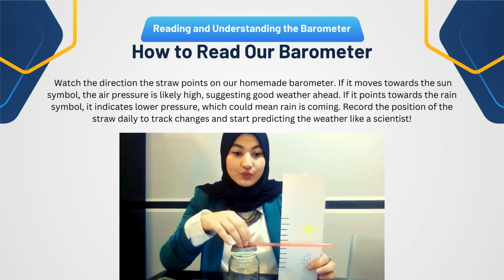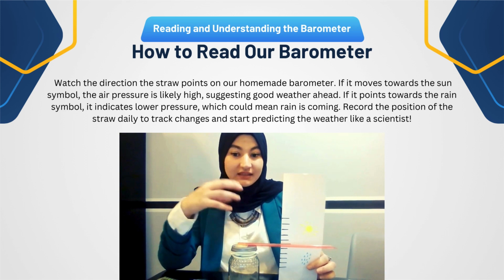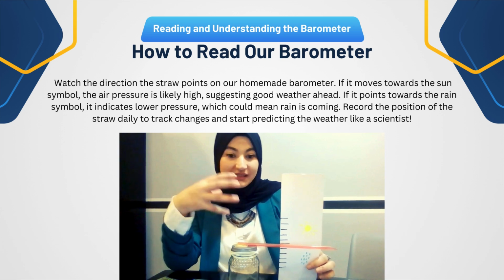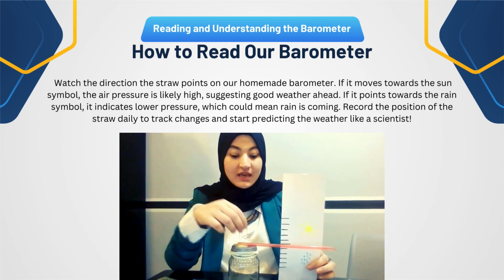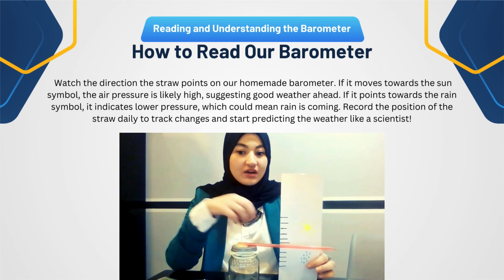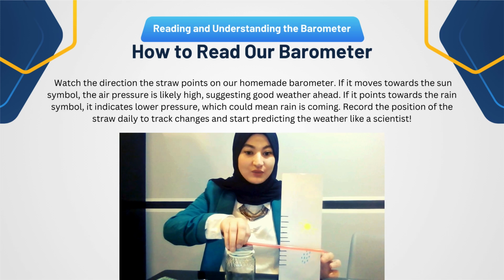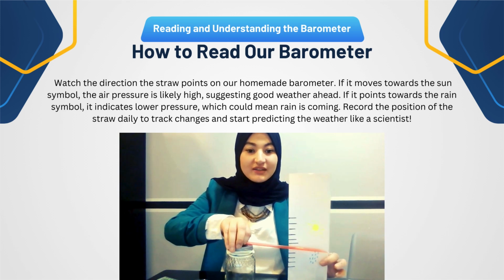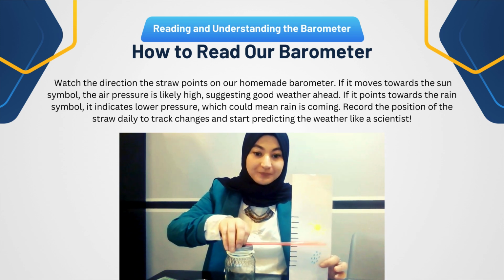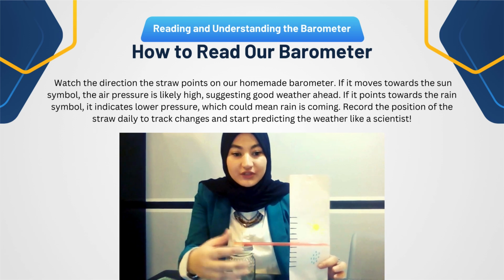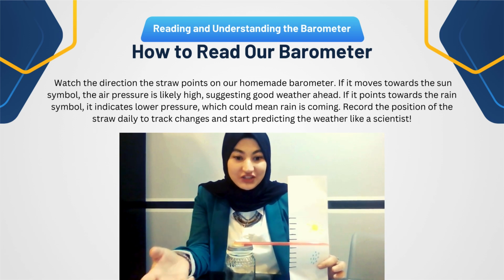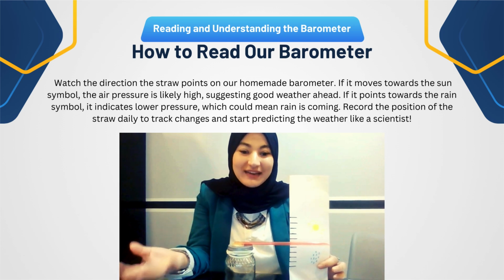But if it points towards the rain symbol, it indicates that the atmospheric pressure outside is low and dropping. So the air inside the jar is pushing up more than the air outside, like this. So this indicates low pressure and could mean rain is coming. So now you need to record the position of the straw daily to track changes and start predicting the weather, like a scientist.